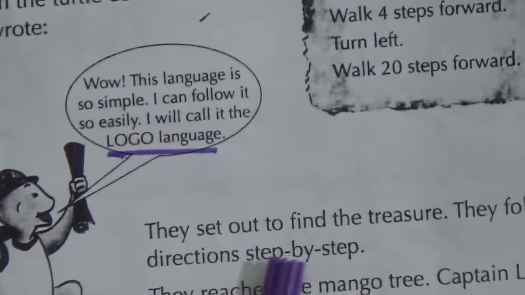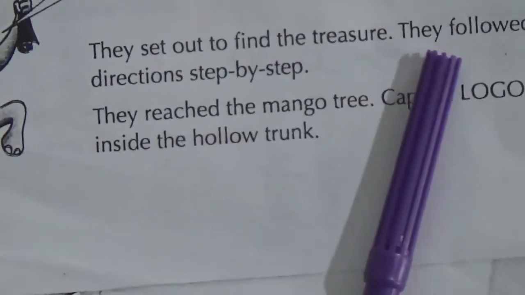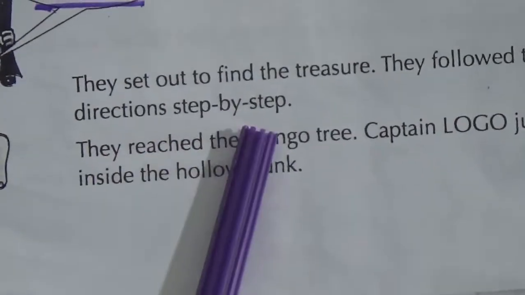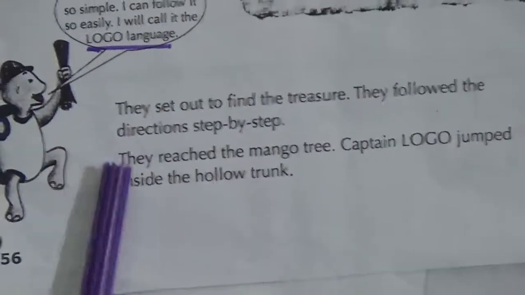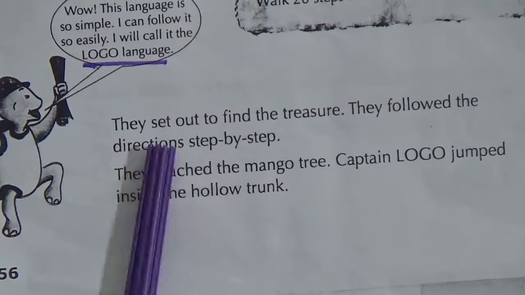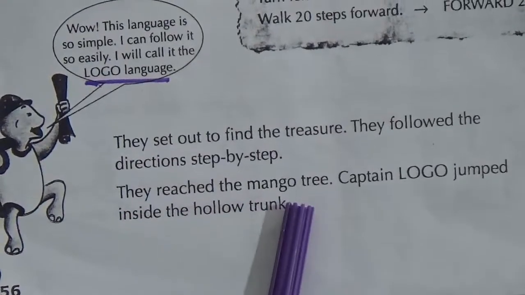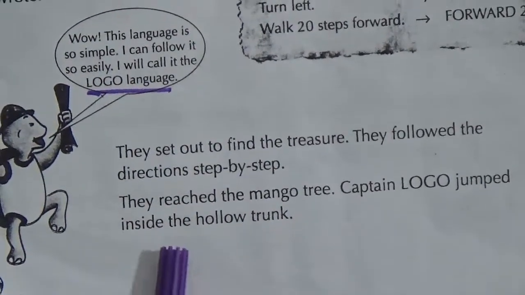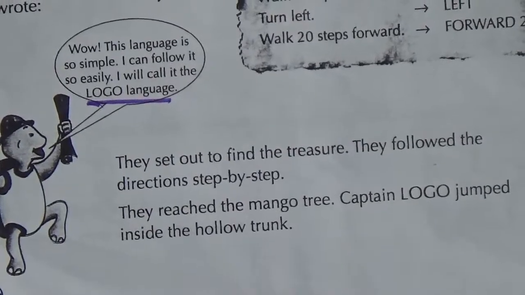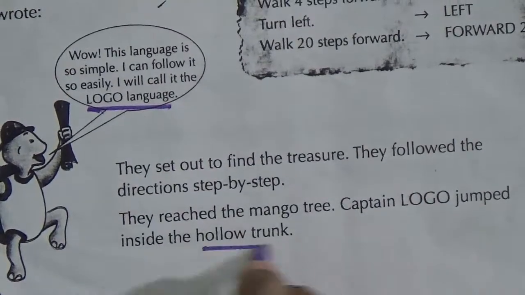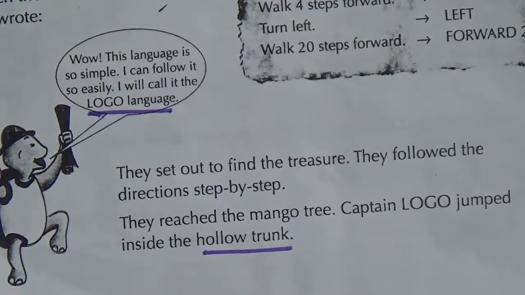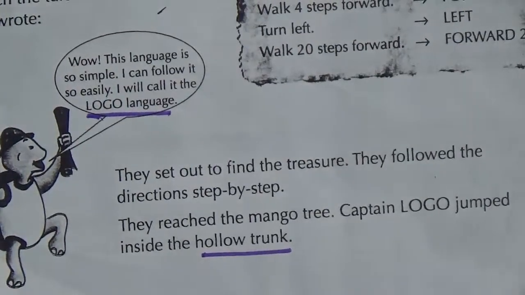They set out to find the treasure. They followed the directions step by step. They set out means they started. They reached the mango tree. Captain Logo jumped inside the hollow trunk. So Captain Logo jumped inside the dash. It will be hollow trunk. Underline. We will move to the next page.